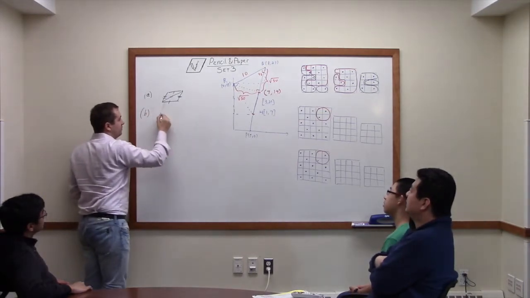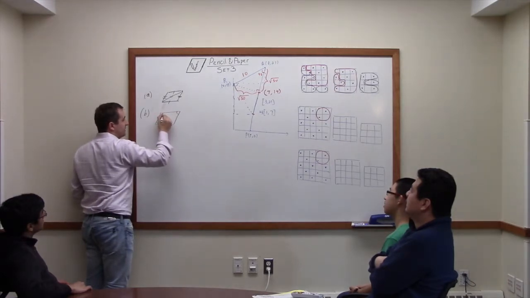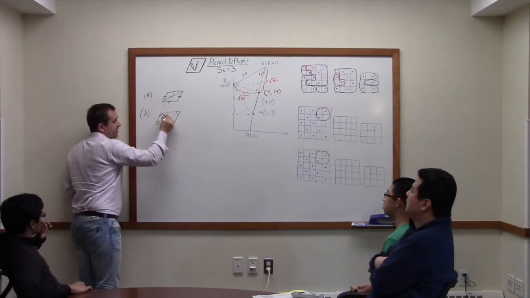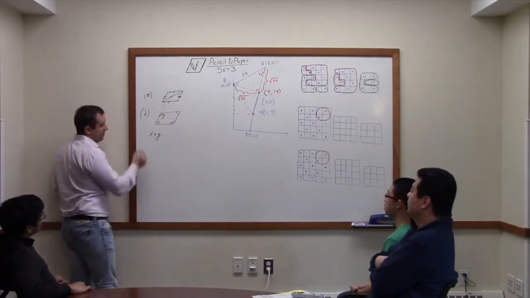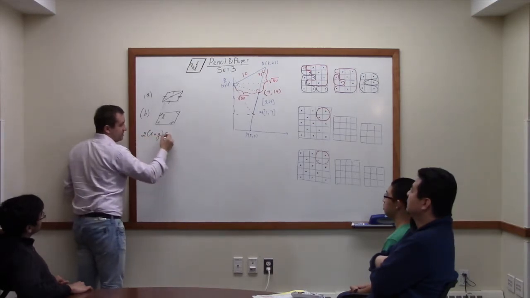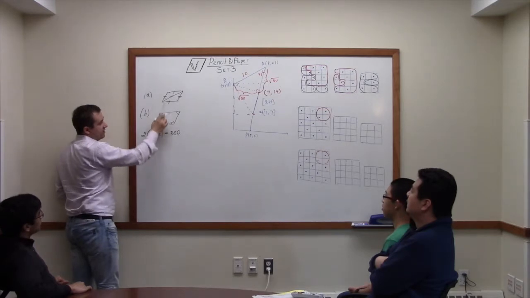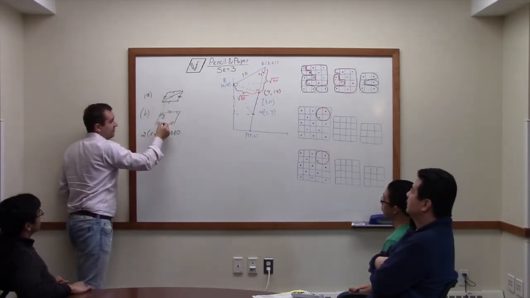Number B, actually some students have troubles. If these two opposite angles are equal, say they are x and y, then I know what x plus y is, right? Yeah, 180 degrees, right? Because 2x plus 2y is 360, it means they are supplementary to each other. It means, again, it's a parallelogram.